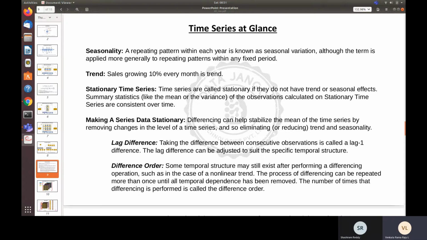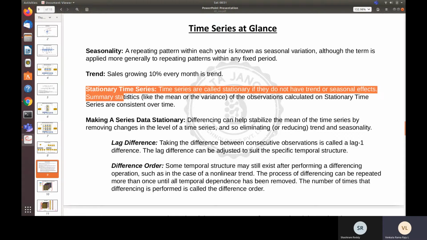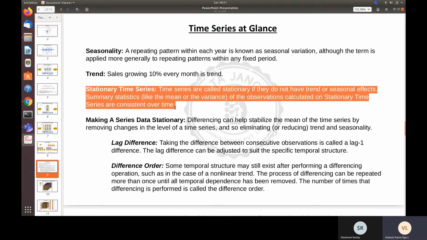Yes, sir. First year the mean and variance are 1 and 1.5. Second year also 1 and 1.5. Third year also 1 and 1.5. So we have a pattern there. When you build a time series model, it will be able to predict well. But seasonality and trend in general will not be like that. When the seasonality and trend effect is there, the data will not be like that. So you need to bring it down to a stationary time series.